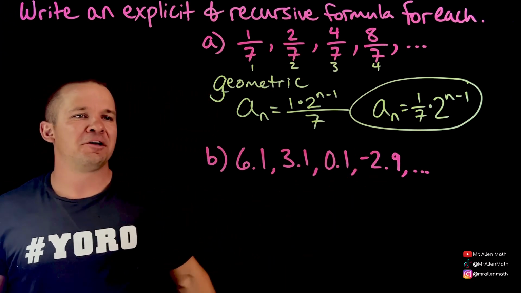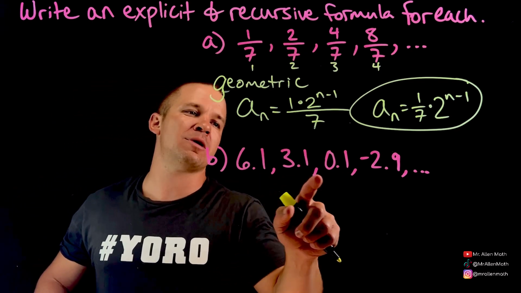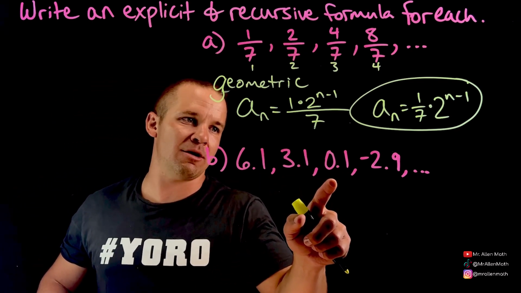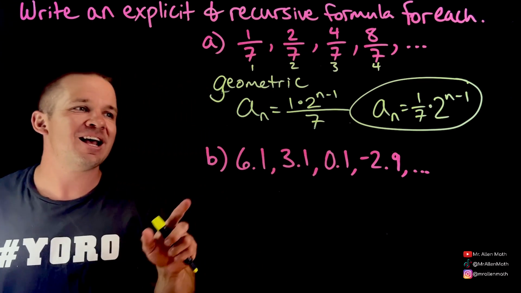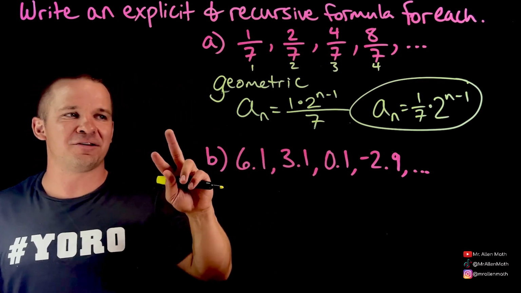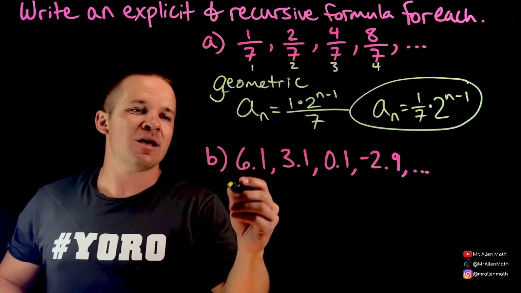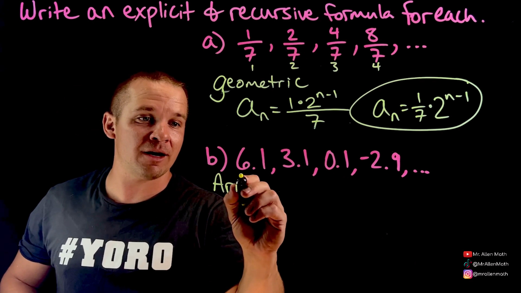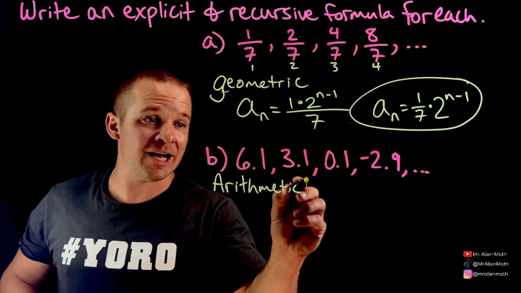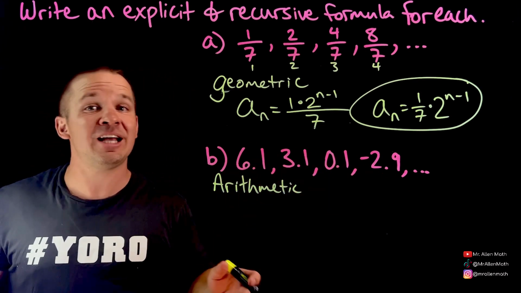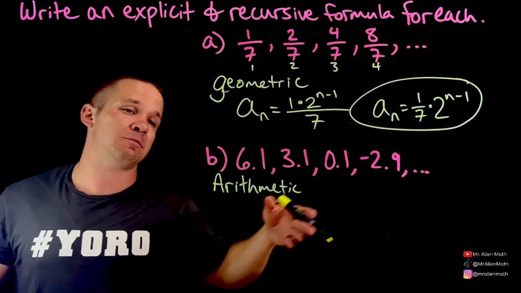Well, hold up. If I subtract 3, I get 3.1. If I subtract 3 again, I get 0.1. If I subtract 3 again, I do actually get negative 2.9. So don't freak out about that little switcheroo of the decimals, because as we are going down, it does that. So we're dealing with arithmetic, as it has a common difference, going down by the same thing each time instead of being multiplied by the same thing each time.